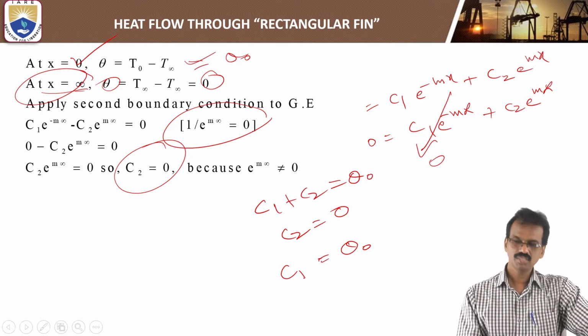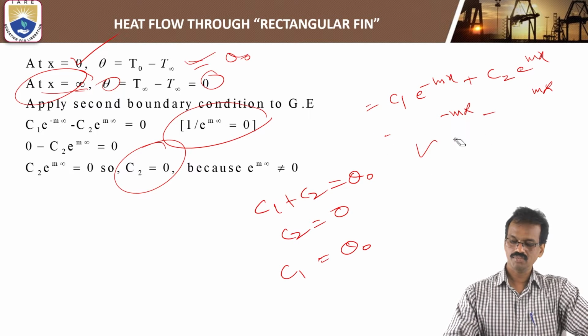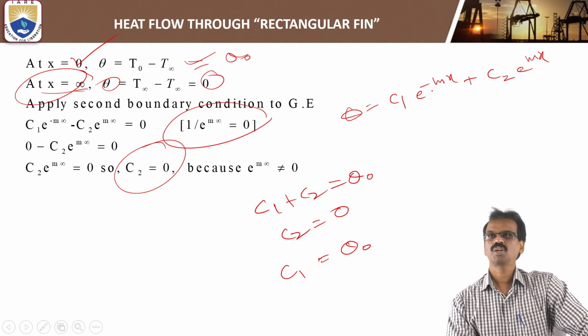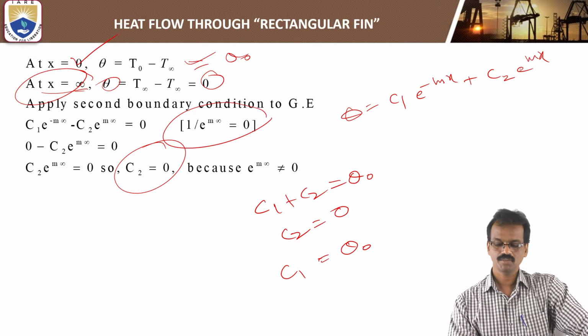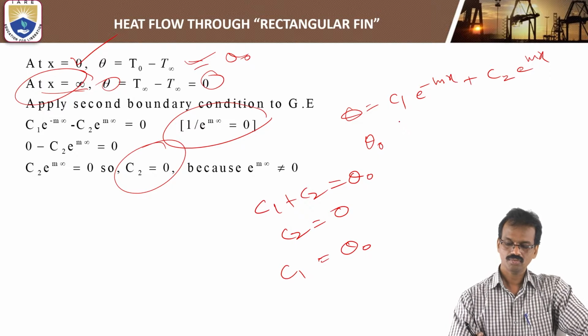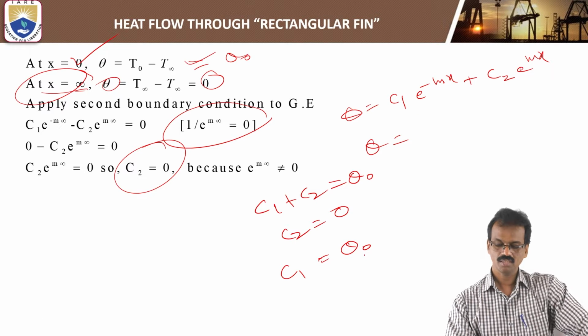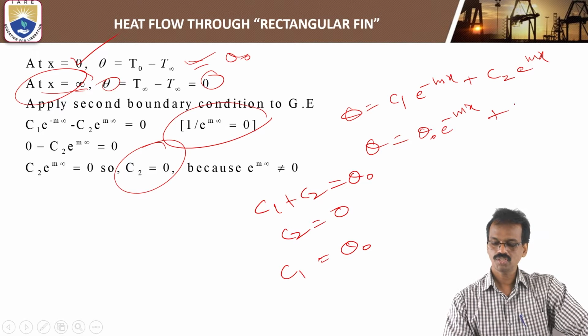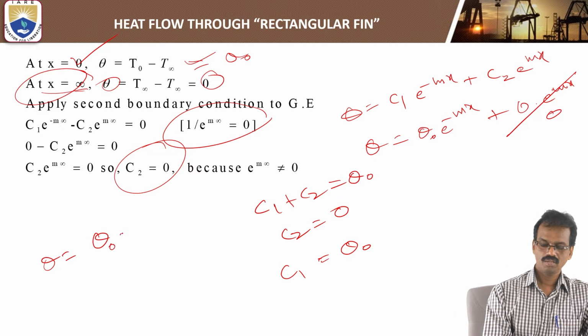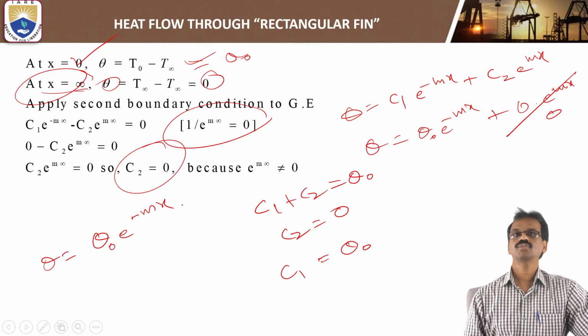So substitute these C1 and C2 in the general equation. You know that this is the general equation: theta is equal to C1 e to the power of minus mx plus C2 e to the power of mx. C1 is equal to theta naught, e to the power of minus mx, plus C2 is equal to 0, and 0 into something will be 0 completely. So finally, theta is equal to theta naught e to the power of minus mx. This is the formula.